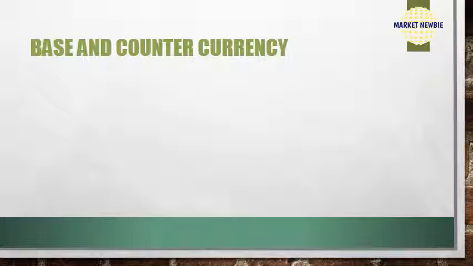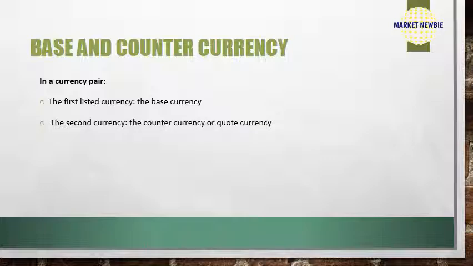Now, let's move into base and counter currency. Let's define them. In a currency pair, the first listed currency is the base currency, and the second one is the counter currency, or it can sometimes be called the quote currency. And here's an example. The euro here is the base currency as it's listed first, and the second one is the US dollar, the counter currency.